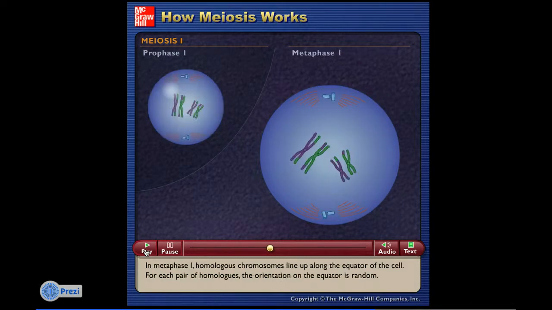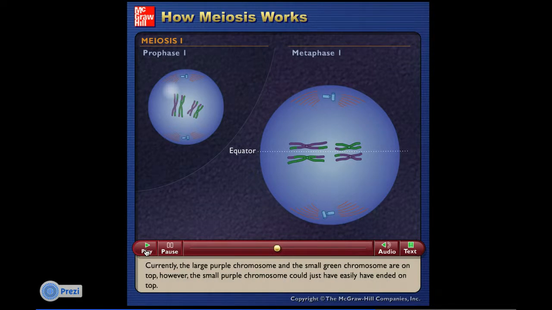In metaphase I, homologous chromosomes line up along the equator of the cell. For each pair of homologs, the orientation on the equator is random. Currently, the large purple chromosome and the small green chromosome are on top. However, the small purple chromosome could just as easily have ended on top. Each different orientation results in gametes with different combinations of parental chromosomes. This process is called independent assortment.